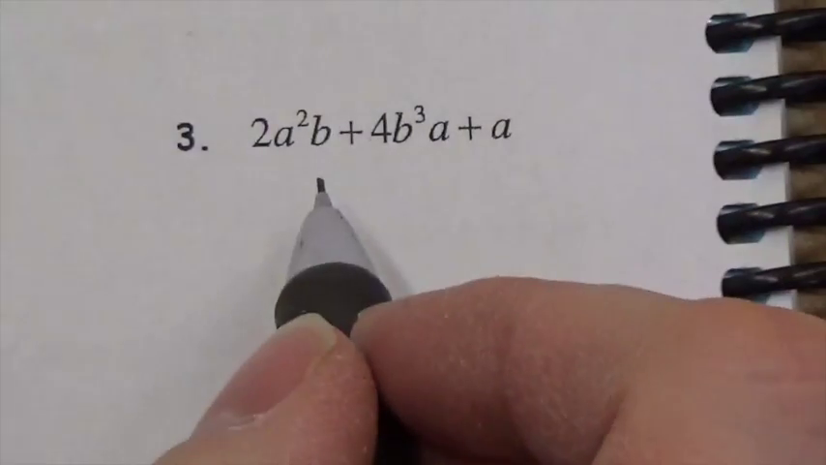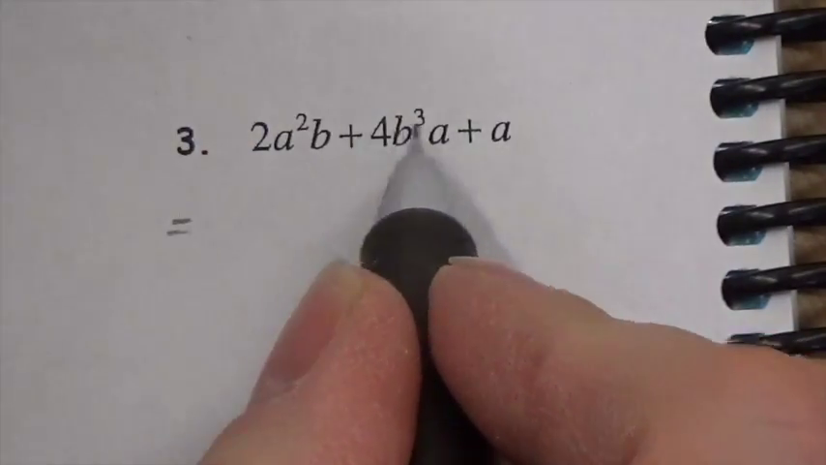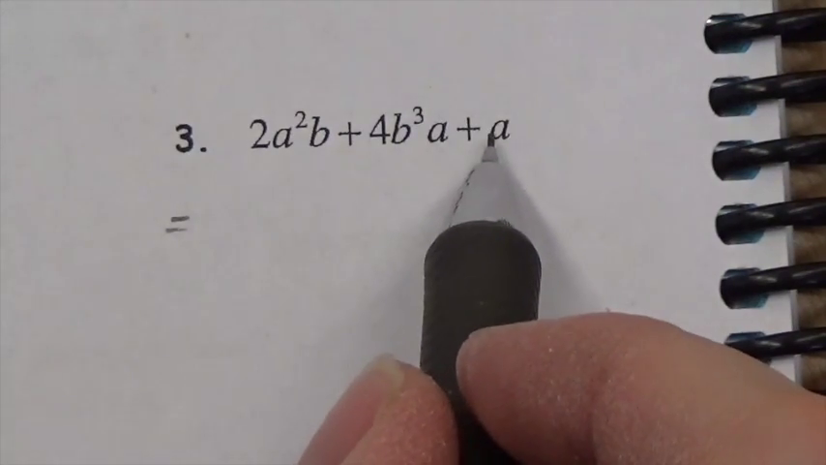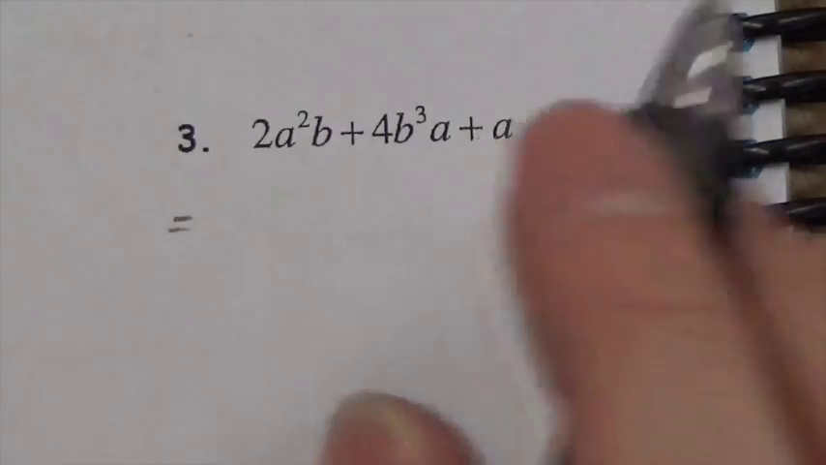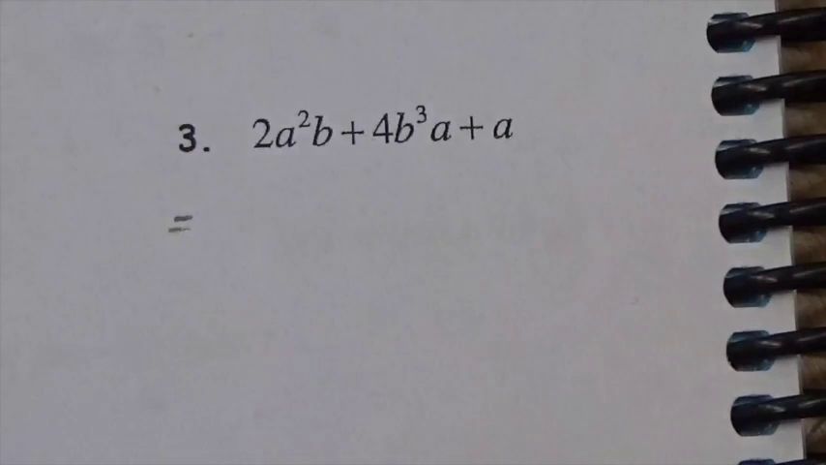Let's look at this one. Look at the coefficients, 2 and 4. Okay, they both have a common factor of 2, but my coefficient over here is 1 in front of that final little a sitting all by itself. Because a 2 is not common to all 3 terms, there is nothing common in terms of the coefficients. Okay, I got to leave it as 2, 4, and 1.